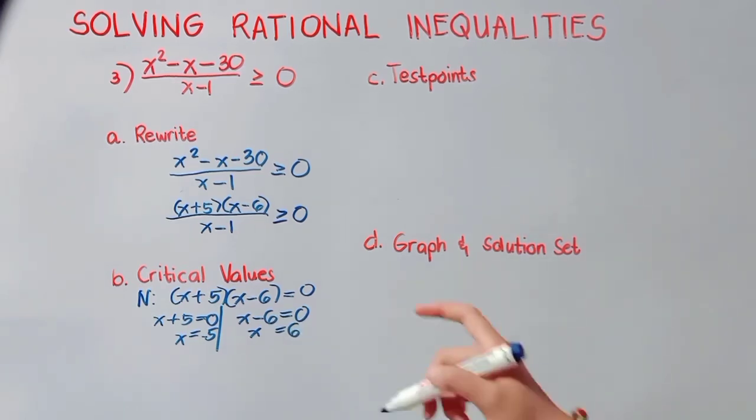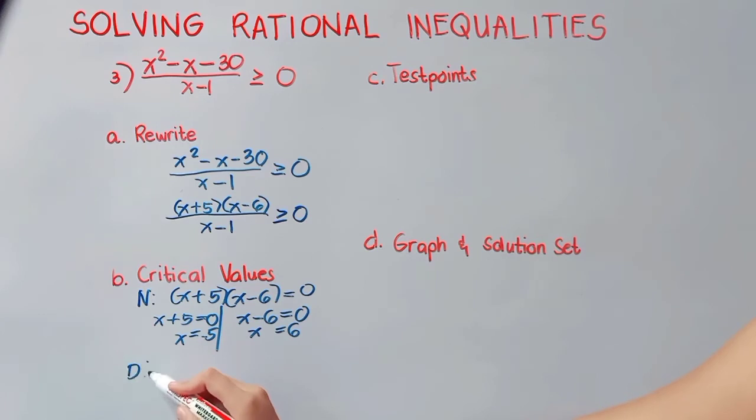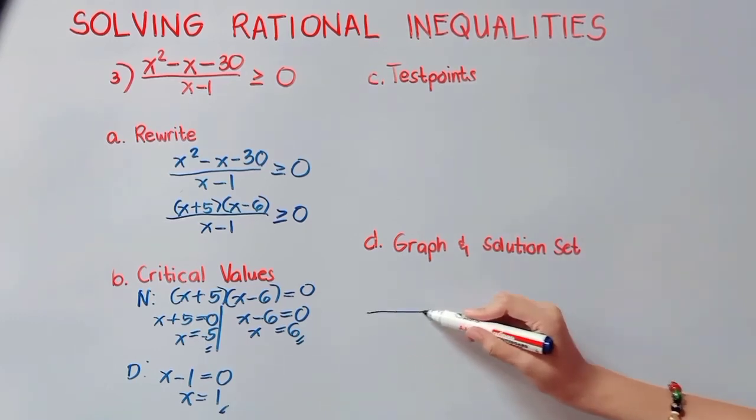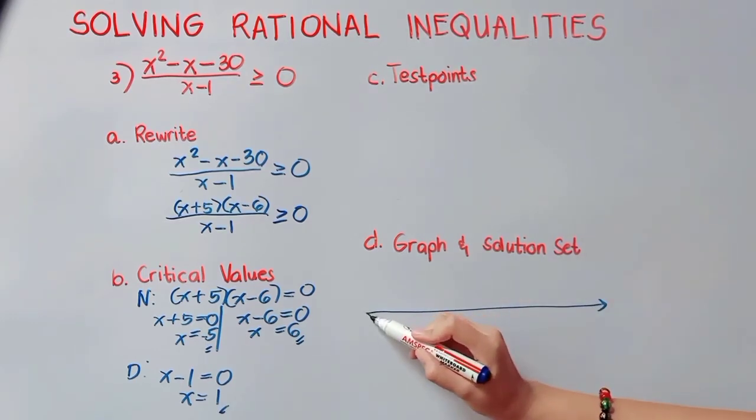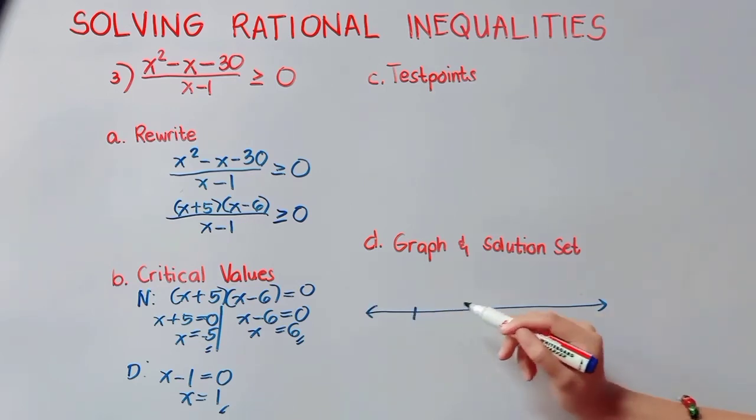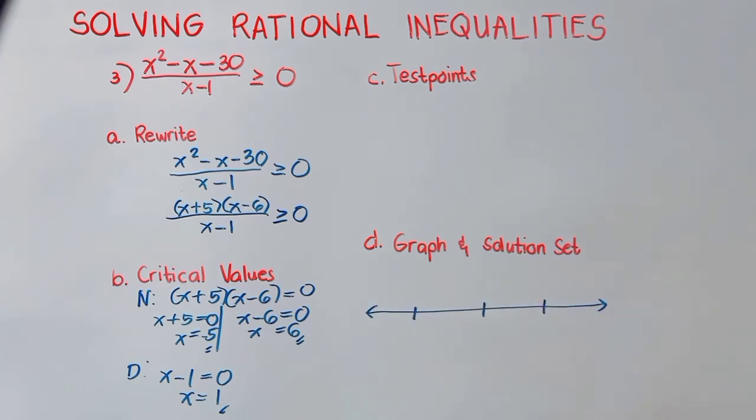Now let's proceed to the denominator. Our denominator is x minus 1. We will have to equate it to 0. So our x here is positive 1. So we have here negative 5, 6, and 1. So if we have here our line graph, we will write first negative numbers going to 0, going to positive numbers. So we will start with negative 5 and then 1 before 6.